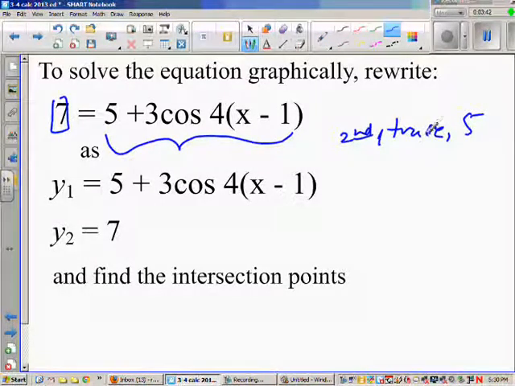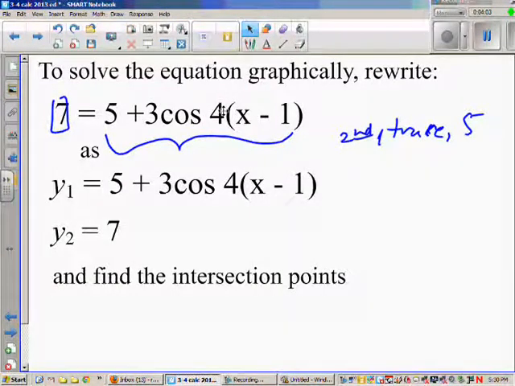And if you notice when you hit second trace, option 5 is intersection. We're trying to find out where these two values occur in the same place. That's an intersection. But the hardest part probably at this point is figuring out what windows to use. For x, I chose values that made sense for the period. 2 pi over 4, again, is pi over 2.